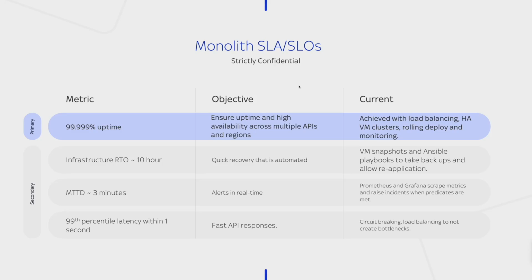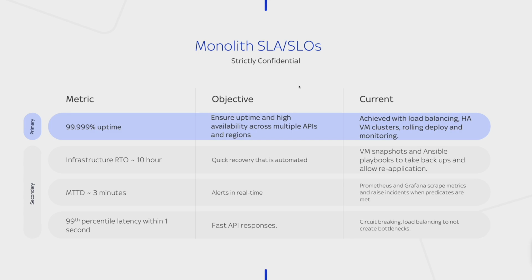The primary metric is a 99.999% uptime, achieved through high availability VM clusters, intelligent load balancing, and rolling deployments with integrated monitoring. Supporting this are three critical secondary objectives, if you like.